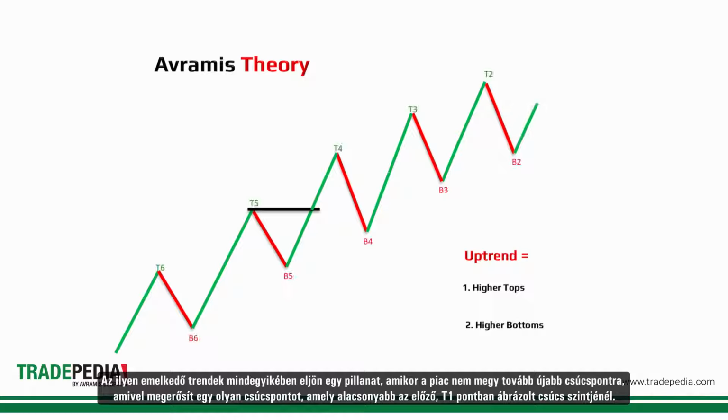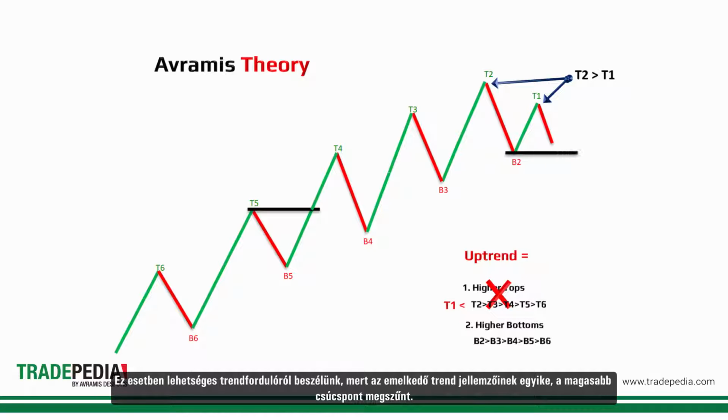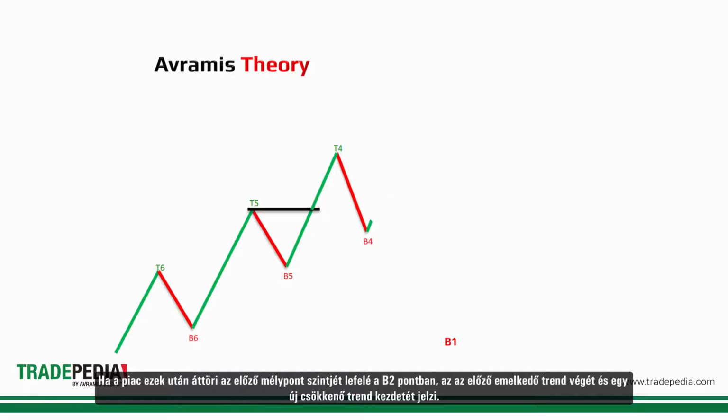Now, one time in all of this uptrend, the market will fail to continue to a new high by confirming a top lower than the level of the previous top, outlined at T1. In this case, we have a possible trend reversal since one of our characteristics of the uptrend, the higher tops, has now been destroyed. Now, if the market is to break below the previous bottom at B2, that will signal the end of the previous uptrend and the beginning of a new downtrend.